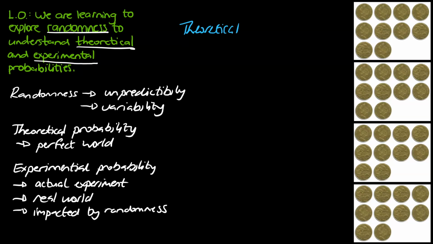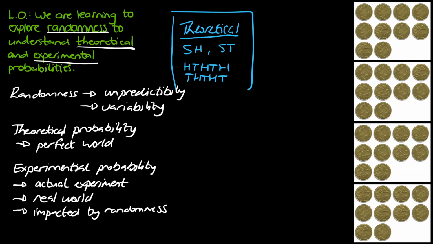So in theory, if I flipped 10 coins, I'd probably expect 5 to be heads and 5 tails. It just makes sense because the probability is 0.5, which means half of each. And I'd probably expect there to be a random distribution of heads and tails. I'd expect them to alternate pretty frequently between heads and tails like that. So that's what I would expect to happen.